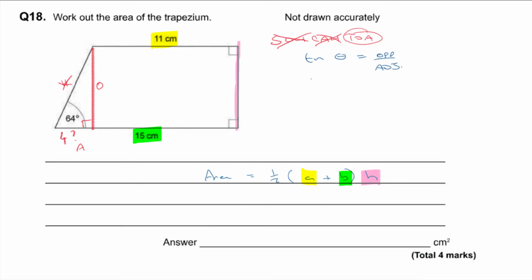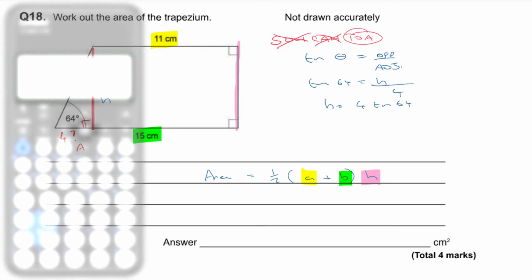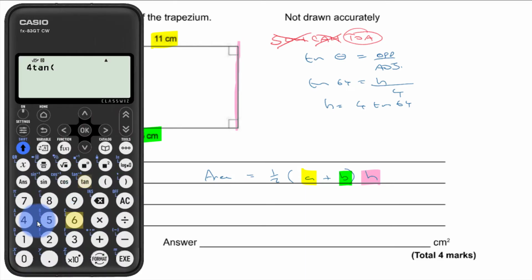So the angle is 64, so tan 64. The opposite is the one I want to find. I'm going to call that the height of the shape because it matches with my formula down there. And then the adjacent is going to be 4. So then H is going to be 4 tan 64, isn't it? Type that into the calculator. 4 tan 64. That's 8.20.